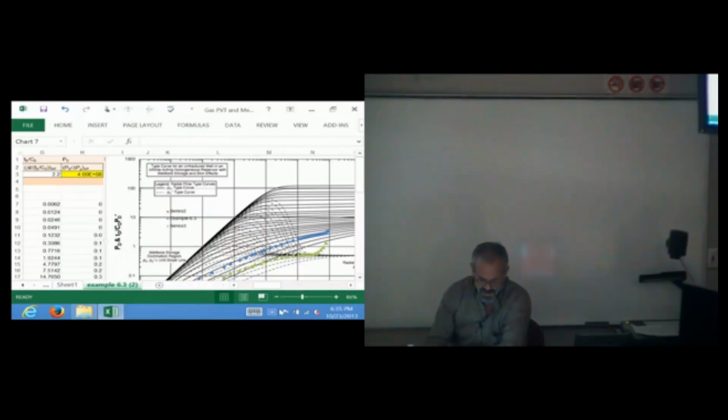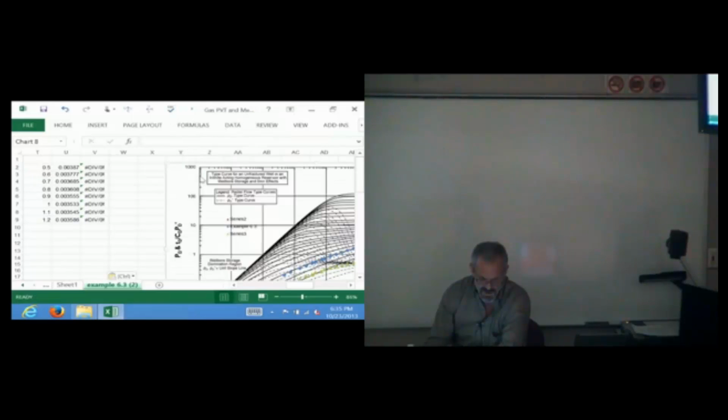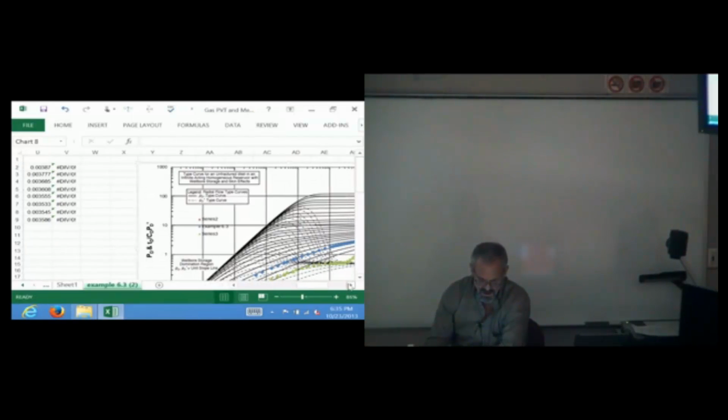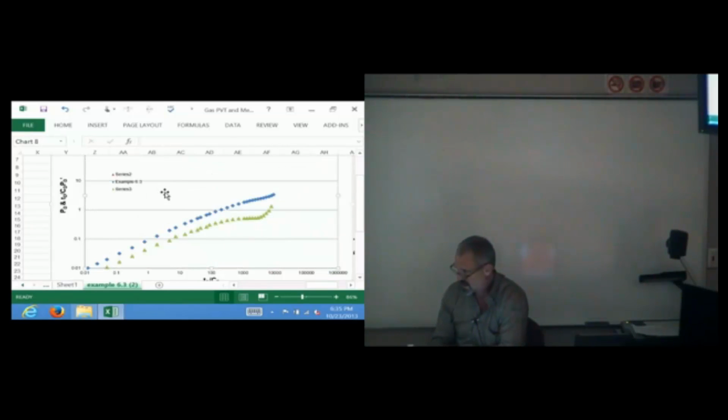I'm going to copy this. I'm going to come over here in the right field and just paste it. And what I'm going to do now is get rid of the background. Do you see that? I got rid of the background. I got rid of the type curve. There's nothing wrong with that.